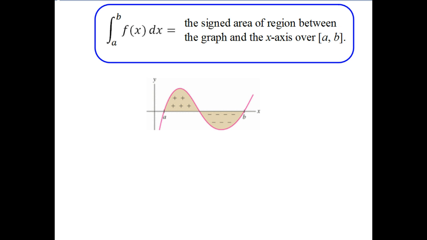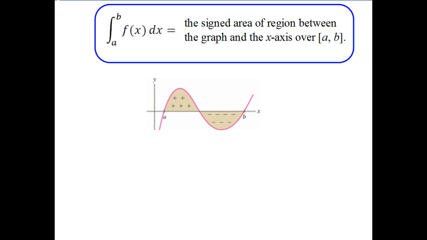Let's talk about the area. Area is a positive quantity by nature. There's no such thing as a negative area. You can't find the area of a surface and say that it's negative. However, in calculus, we will give signs to certain areas depending on where they are relative to the x-axis.